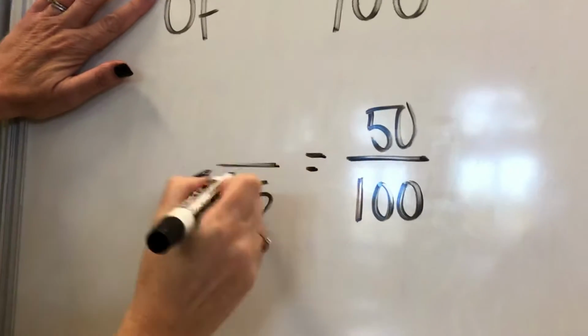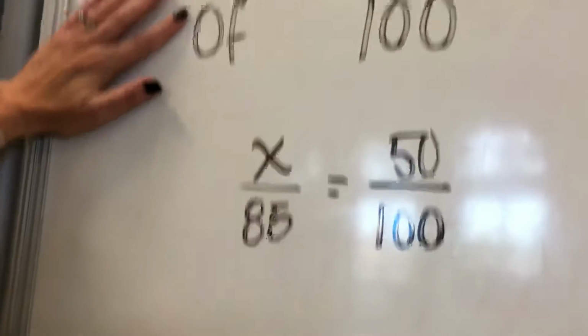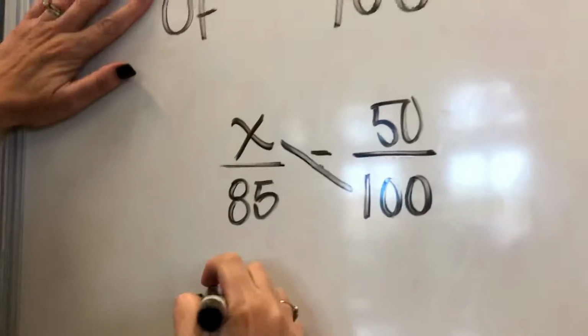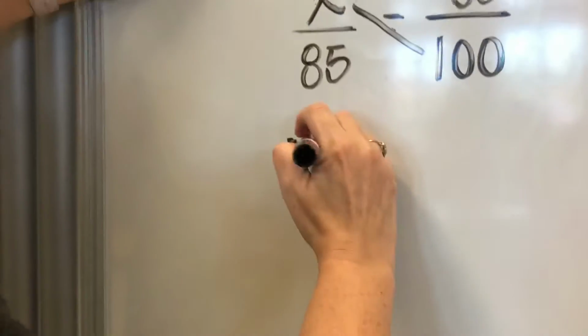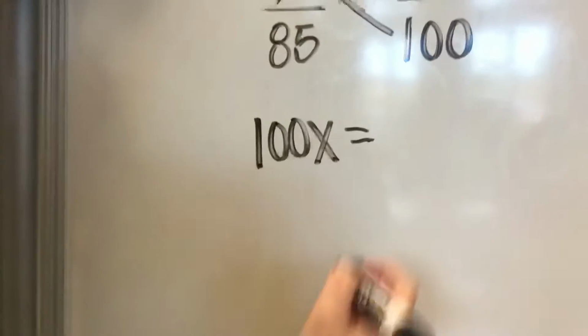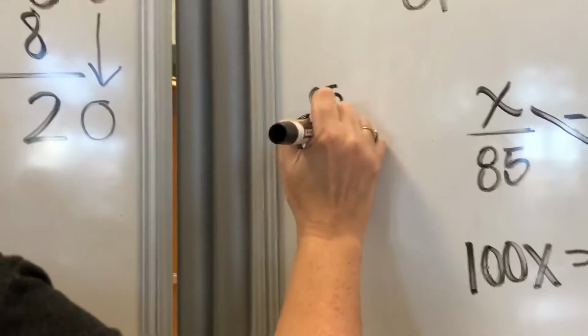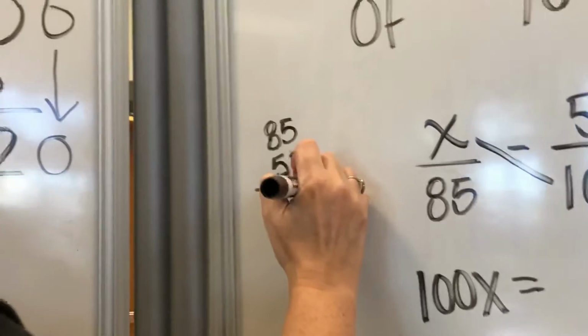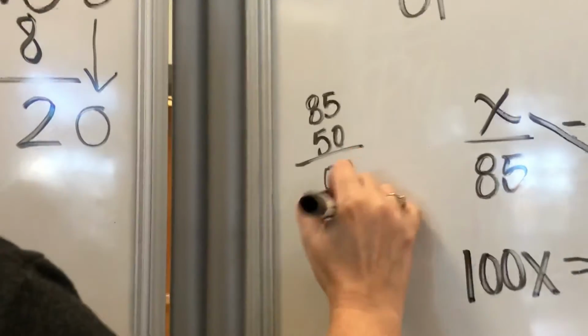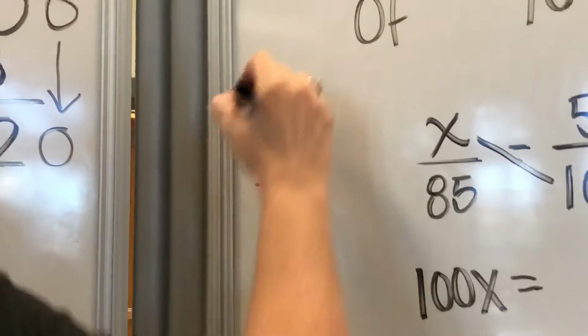I don't know this mystery value. That's getting the variable. Cross multiply. X times 100 is 100x equals whatever 50 times 85 is. I'm going to do side math over here. 85 times 50 is going to give me a value of, you already have it for me?